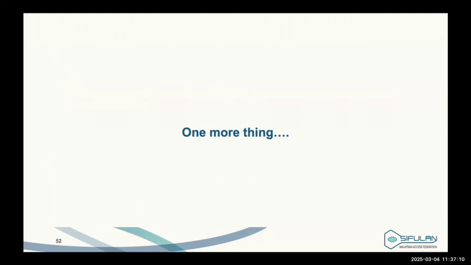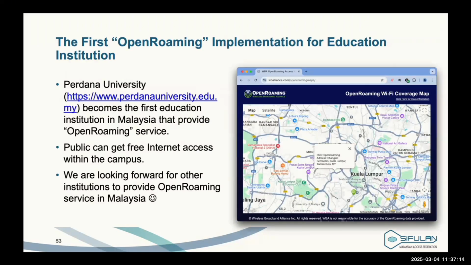But one more thing before I end my presentation, I proudly announce that we have the first OpenRoaming implementation for an education institution at Perdana University in Malaysia. Probably the first in Southeast Asia, because I haven't seen any OpenRoaming implementation for an education institution in the South Asia or East Asia region. So now the public can get free internet access within the campus using any OpenRoaming credential, either embedded on their device, or even the free credential from Tokyo Wi-Fi. And we are looking forward to other institutions providing OpenRoaming service in Malaysia or even in their own country. The last one I'm referring to is for the US.